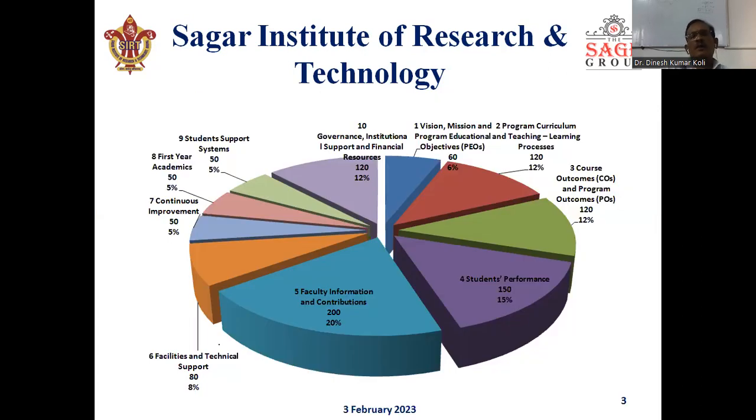Now, the mark distribution which we have shown earlier, we are going to present in graphical form. In the graphical form, you can see what the maximum contributions are. Here you will see the faculty information and contribution. It covers 200 marks, and that is 20% of the total.